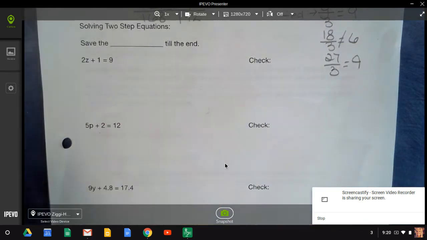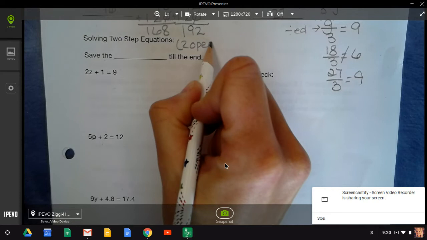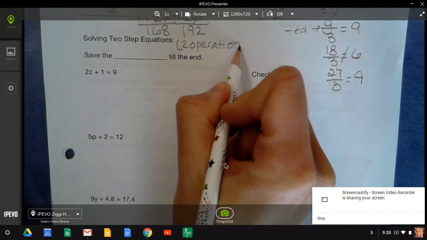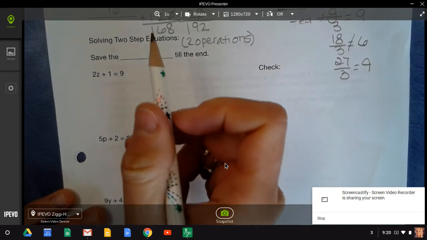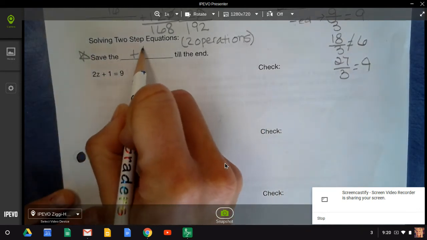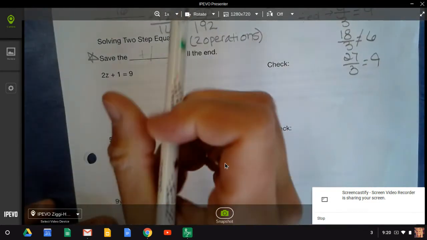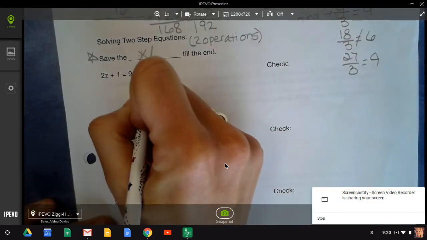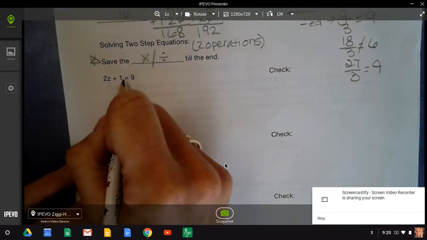Now, two-step equations have two operations, so I'm going to write that here. It's not like order of operations, though, because that's with expressions. These are equations. So one of the key points is you're going to save the multiplying and dividing until the very end. So the first steps that you're going to work on are adding and subtracting.